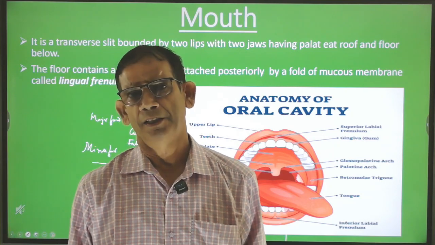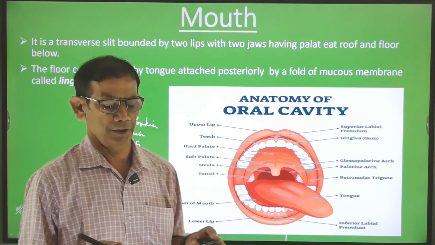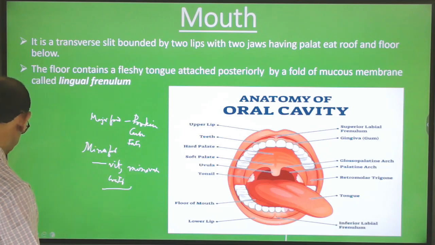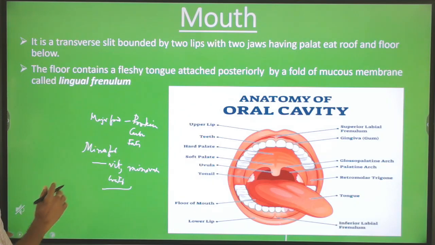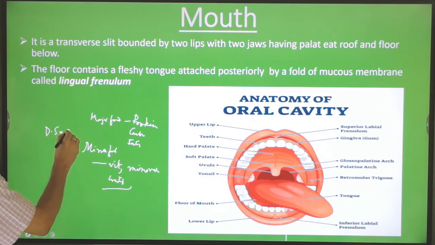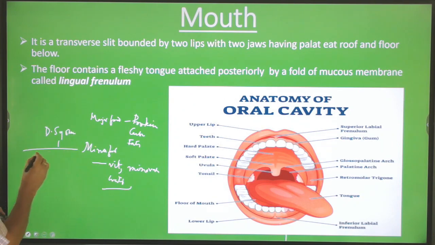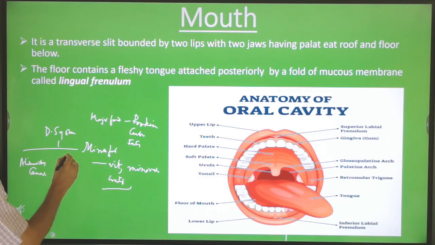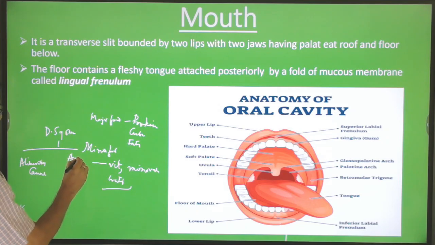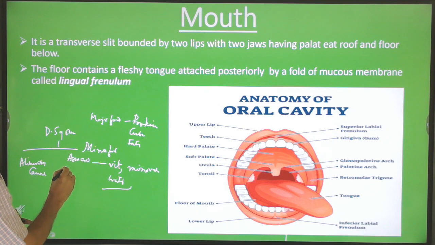Now, to know about the digestive system, it can be divided into two parts. One is the alimentary canal and another is the associated digestive organs.